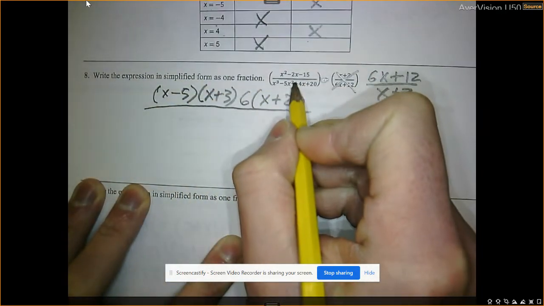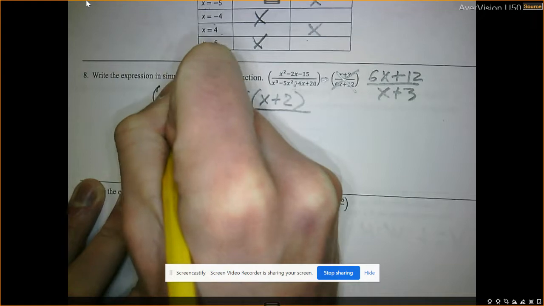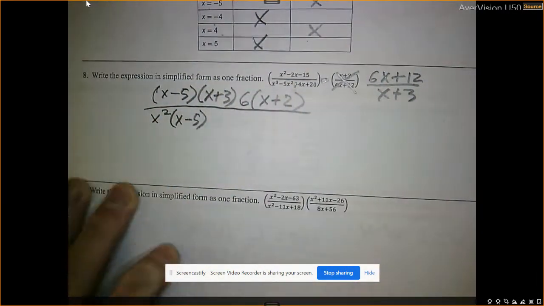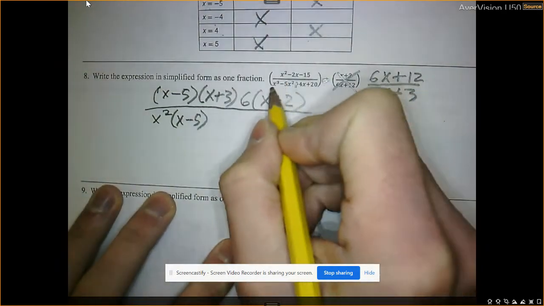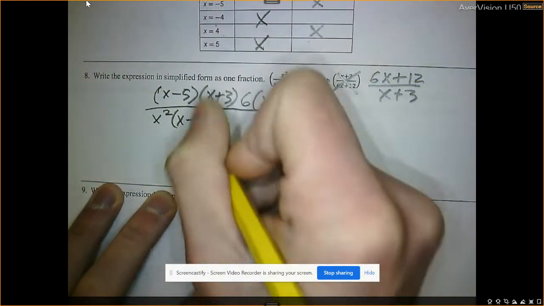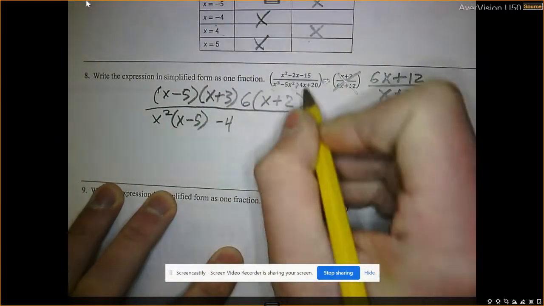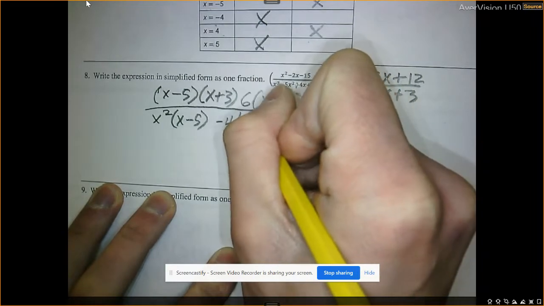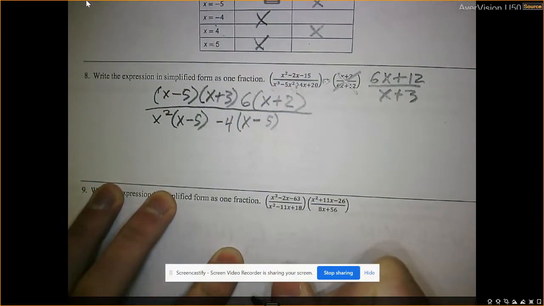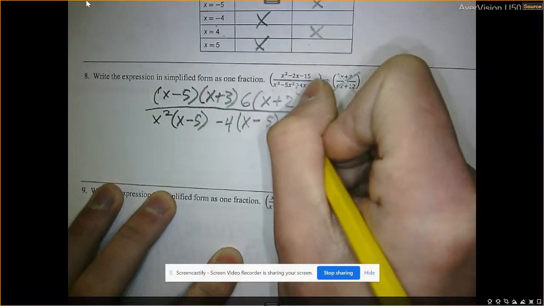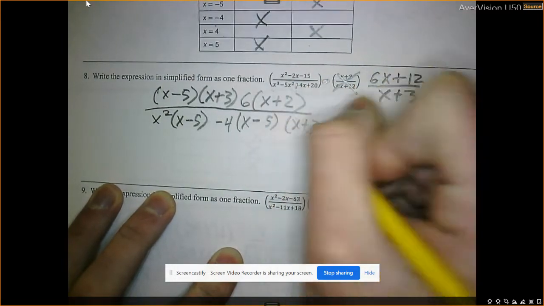Then going to the bottom, we have our factor by grouping. I can pull out an x squared from each of those two, and we get x minus 5. Then we pull out a negative 4 for the negative 4x plus 20. That will give you an x minus 5 also. So that's what we wanted, but we also have this x plus 3. Can't forget about it on the bottom.